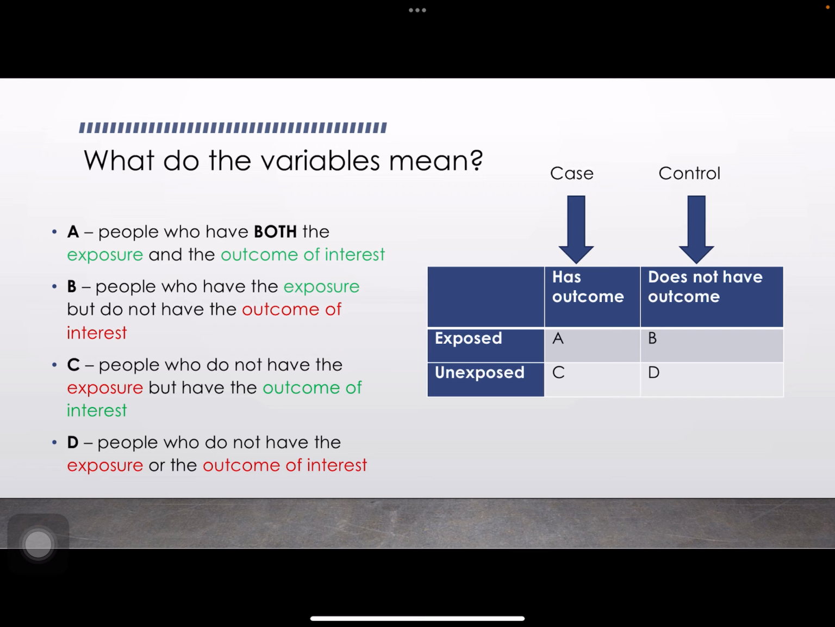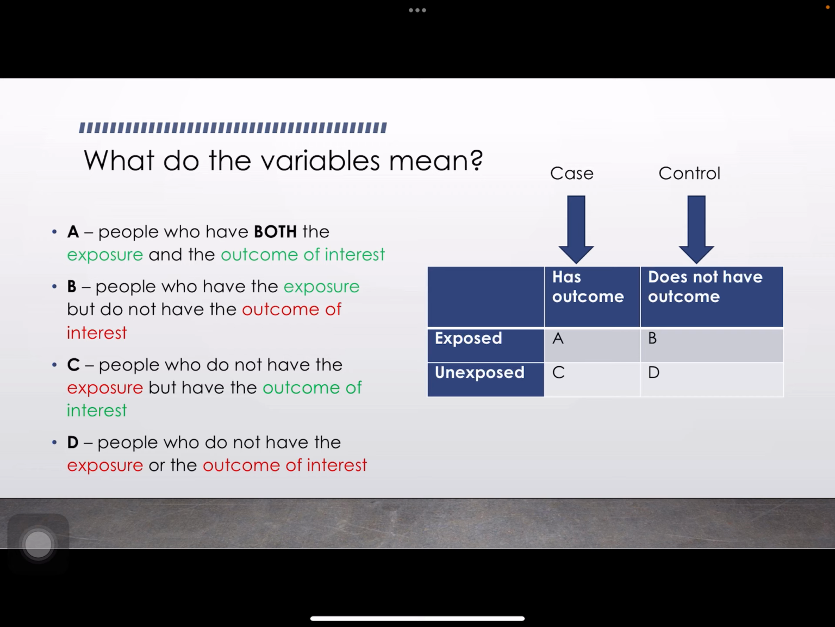Here's a breakdown of what each of these letters means. Cell A shows people who have both the exposure and the outcome of interest. Cell B shows those who have the exposure but not the outcome of interest. Cell C is those who are not exposed but have the outcome. And cell D is the individuals who are not exposed and also do not have the outcome we are studying.